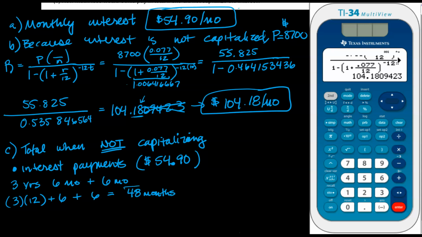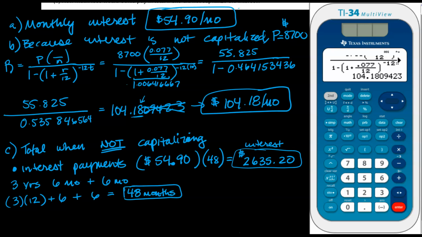That's called the accrual period in situations where the interest is capitalized. So I'm just going to take $54.90, which is her monthly interest payment, times 48 months, because those are the months where she's making those interest payments, and I'm going to multiply that together to get a total that she pays in interest before the regular payments begin. So when you multiply that, you get $2,635.20. So this is interest before payments.